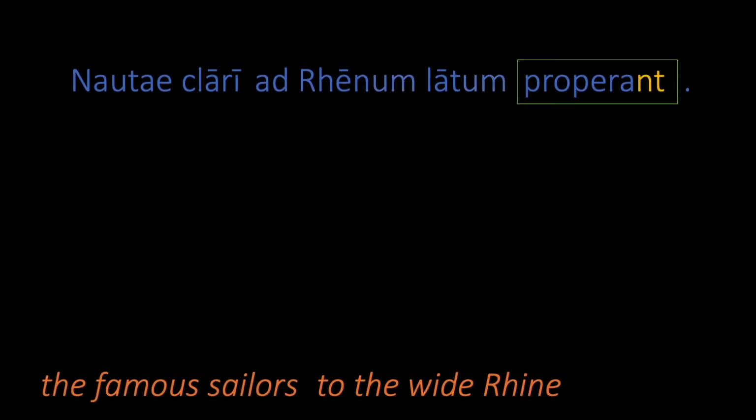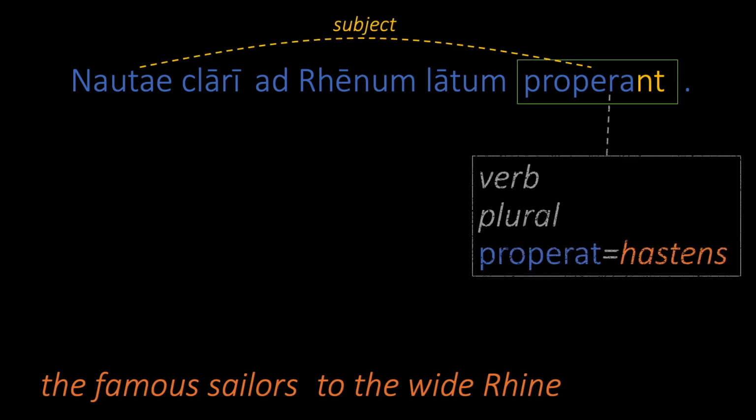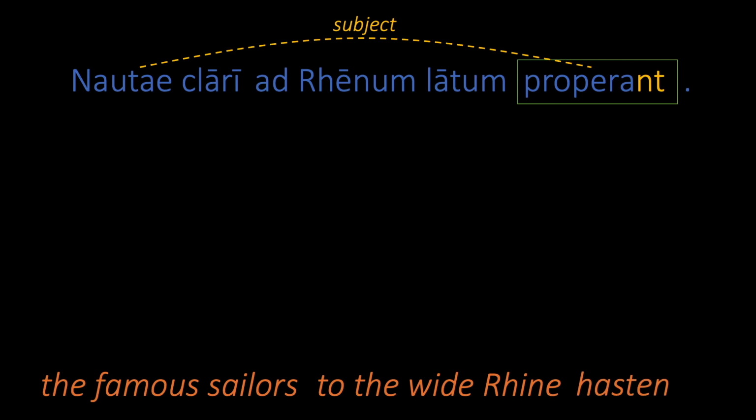Finally, we have properant. It is a verb in the plural form and agrees with the subject nautae. It is from the base properat, which means hastens. So we translate the plural form as hasten. So all the words together give us the famous sailors to the wide Rhine hasten, or the famous sailors hasten to the wide Rhine. Okay, let's look at another.